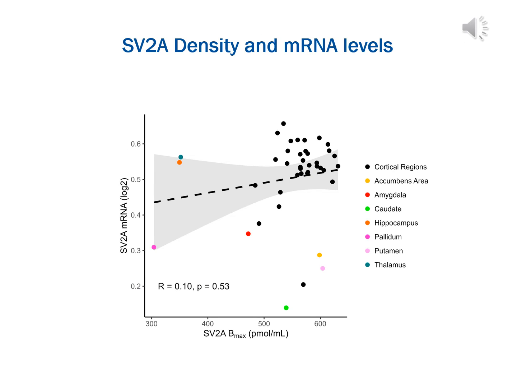To gain novel insight in the expression of SV2A protein and its localization, we compared regional SV2A density to mRNA levels obtained from the Allen Human Brain Atlas. We observed no significant association.